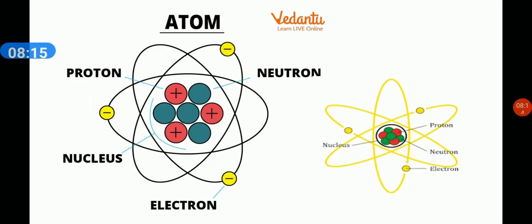Here we can also see the structure of the atom. This is the nucleus, where we have protons, which are positively charged, and neutrons, which have no charge, and here is the electron, which is negatively charged. When we consider the human body, atoms are important in the same way that cells are the basic building blocks of life: atoms are the basic building blocks of all matter, living and non-living.